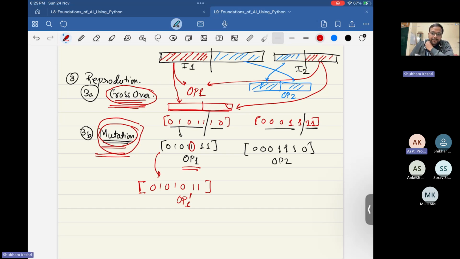Yes, I have one doubt. This crossover, is it not diversification?